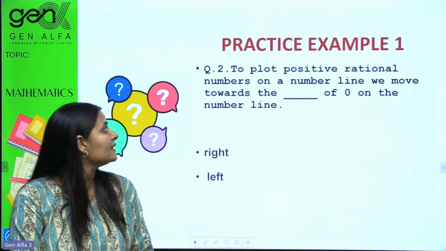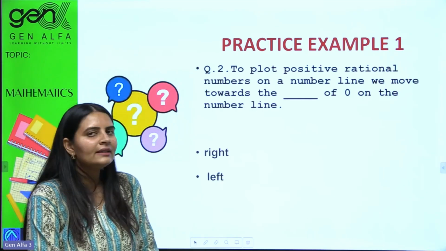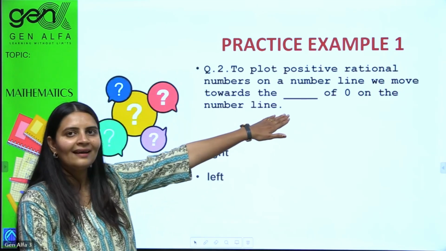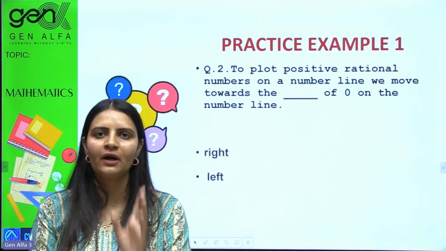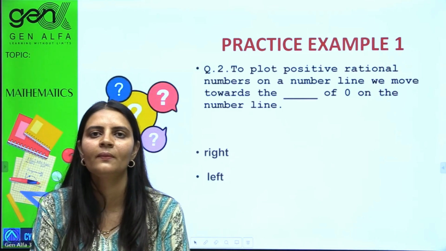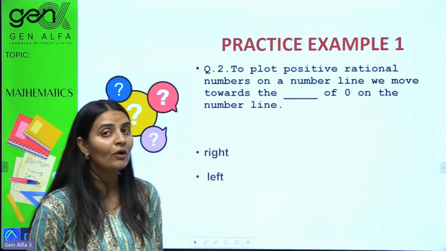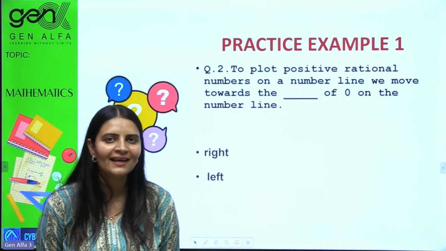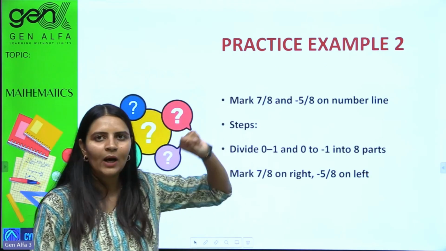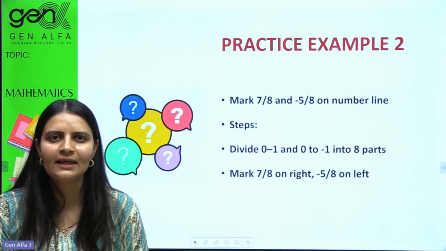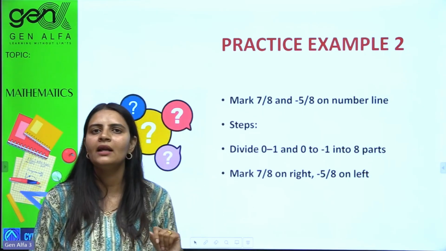So the first example is to plot positive rational numbers on a number line. We move toward the right of 0 on the number line. Just read it out and tell me your answer. Positive rational numbers. Positive means to the right of 0. You are very right. The answer is right. Now it comes to the second example. Mark 7 by 8 and minus 5 by 8 on the number line.